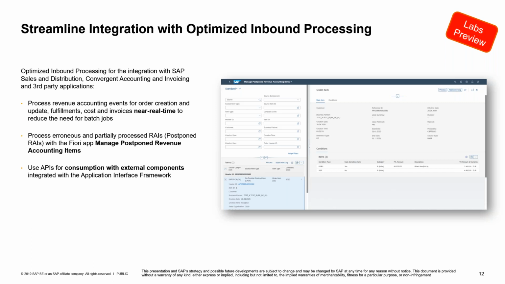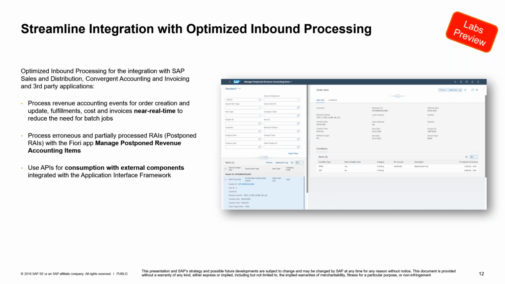So we decided to look into this integration, and with the 2020 release, we plan to offer an option that you can have a near real-time processing for the order creation and update, the fulfillments and the invoices, and as a fourth item, the cost. The cost was usually tied to the fulfillment part, but we found it as a good setup to separate the cost part from the actual fulfillment.